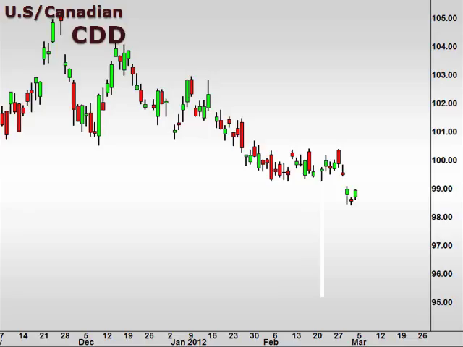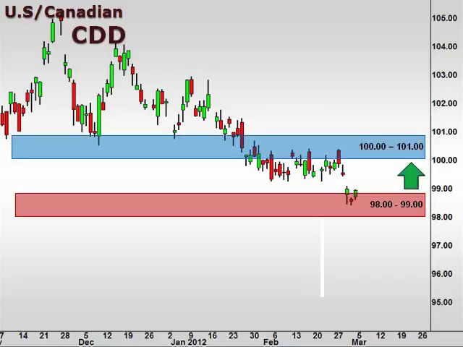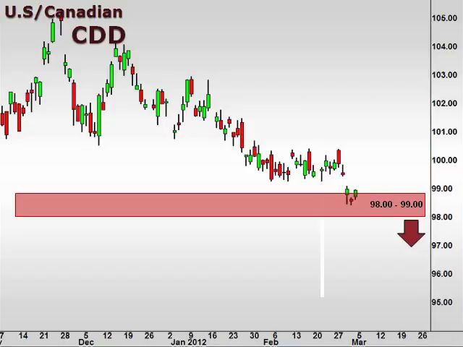Let's take a look at the CDD, the US versus the Canadian dollar. Well, the CDD continues to trend lower. 98.99 should hold as support. A bounce higher this week is likely to meet resistance at the 100-101 focal zone. A break below 98 opens the window for a move lower.